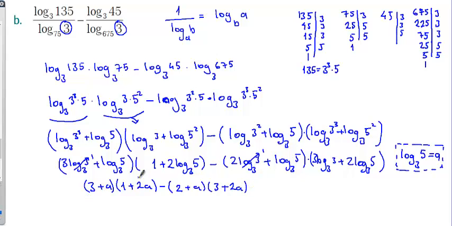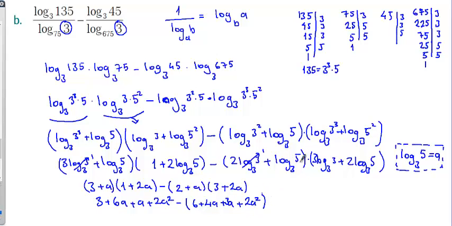Now if I multiply these terms using the distribution rule, 3 times 1 is 3, plus 3 times 2a is equal to 6a, and a times 1 plus a times 2a is equal to plus 2a squared. Now minus 2 times 3 is equal to 6, 2 times 2a is equal to 4a, a times 3 is 3a, and a times 2a is 2a squared.